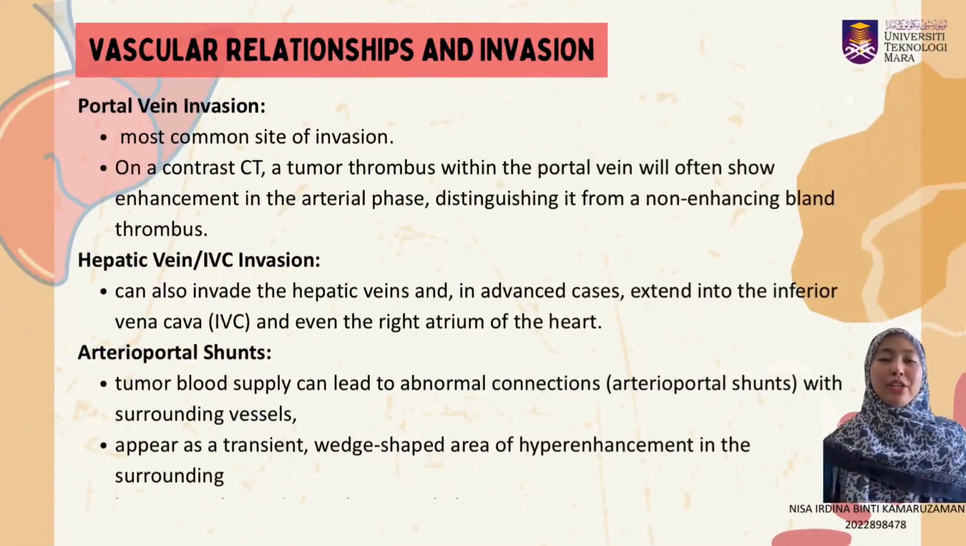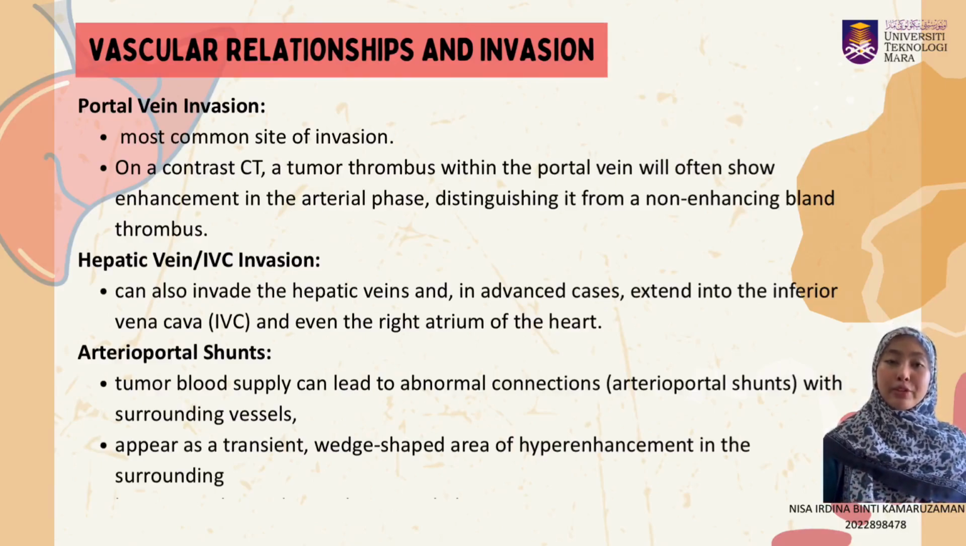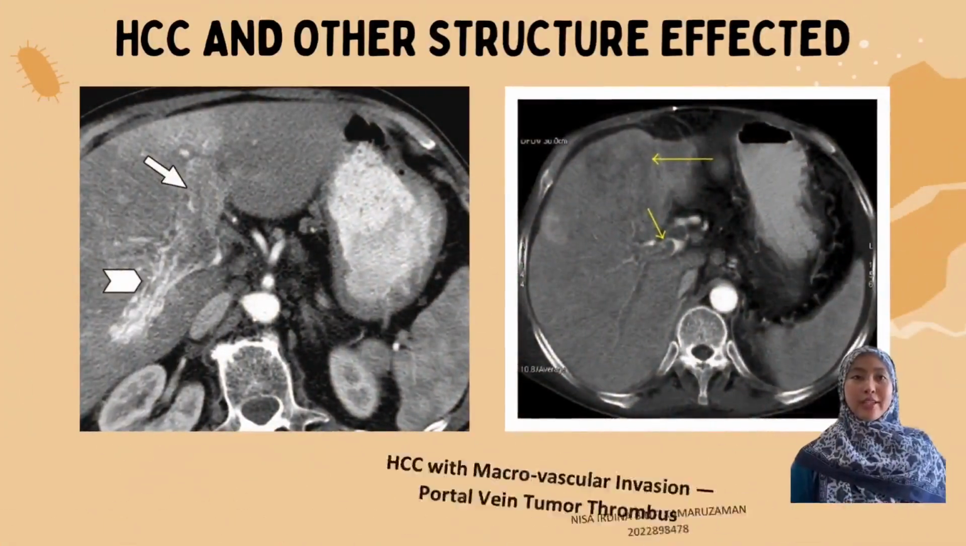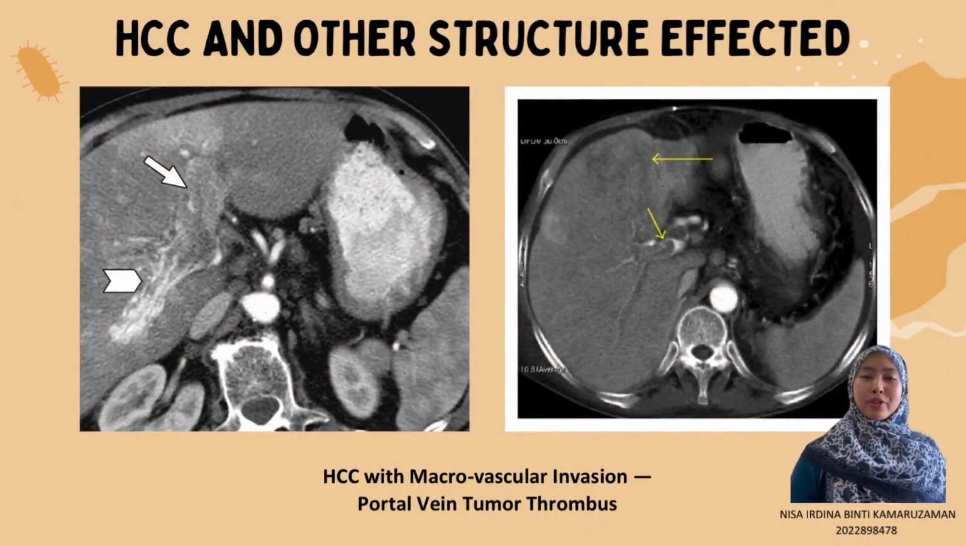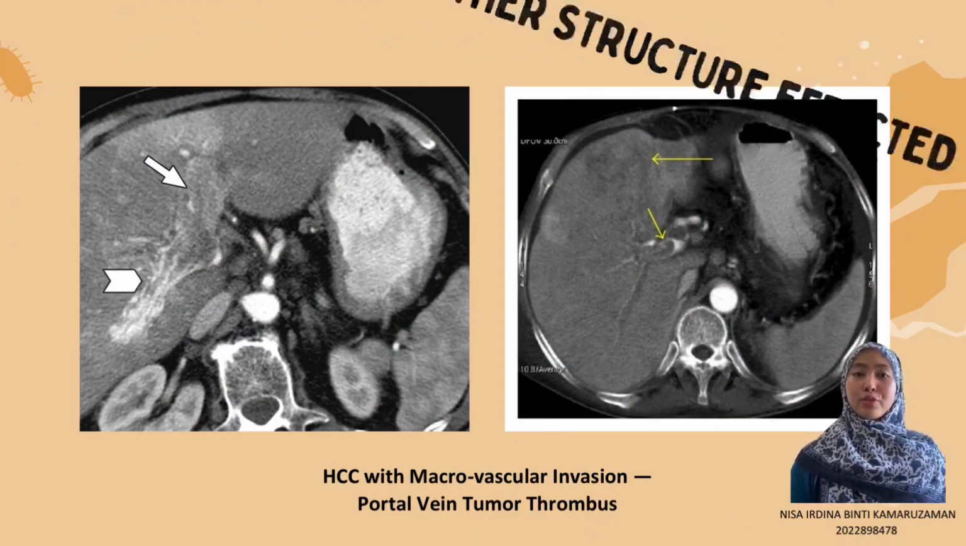For vascular invasion, the portal vein is the most commonly affected. A tumor thrombus enhances in the arterial phase, unlike a bland thrombus. Advanced cases can extend into the hepatic vein and also the IVC. An arterioportal shunt may mimic HCC but can be differentiated by reviewing all phases. So this figure indicates HCC with macrovascular invasion, where we can see the portal vein tumor thrombus.